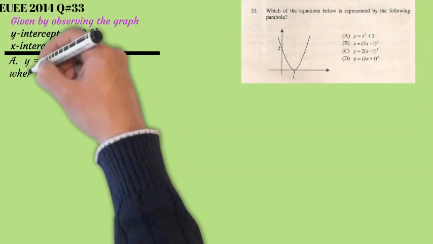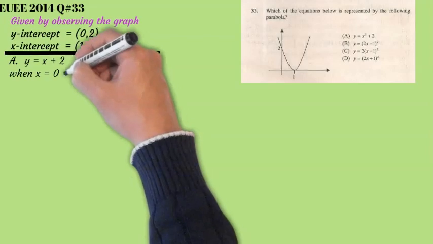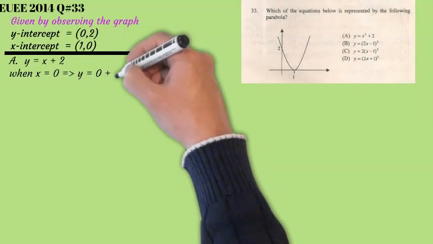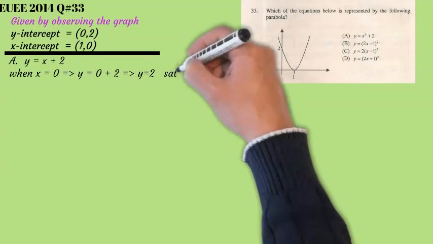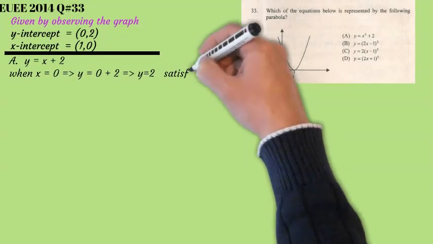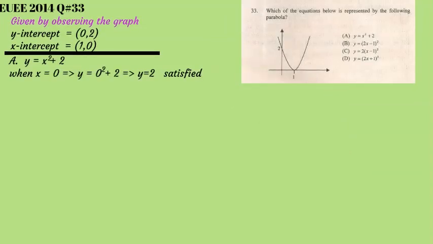When x is 0, what is our y result? If x is 0, 0 squared plus 2 will be 2.